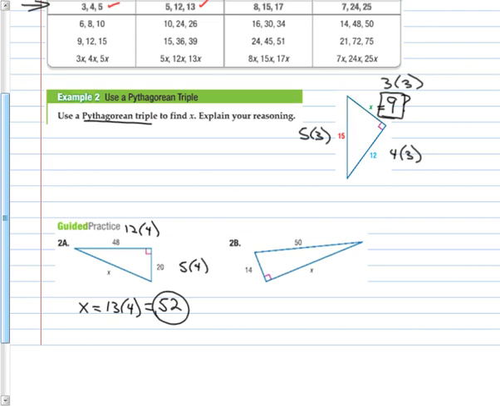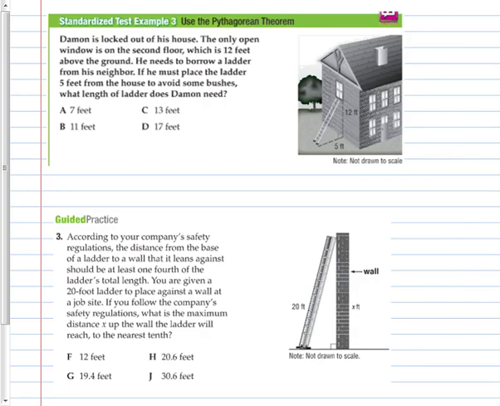One more. Can you tell me the family? 7, 24, 25. This is 7 times 2. This is 25. That's the hypotenuse. 25 times 2. So this must be 24 times 2. So X is 48. There you go. So those are just kind of shortcuts. You can figure them out with the Pythagorean theorem, but those are shortcuts if you remember the family.